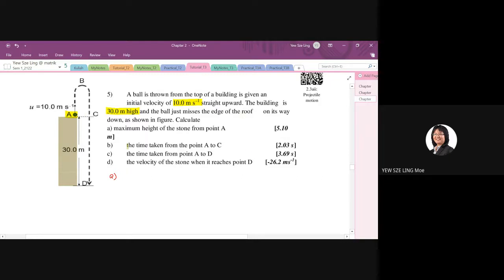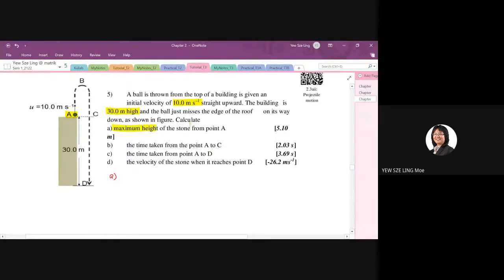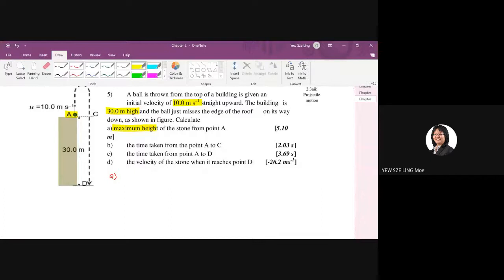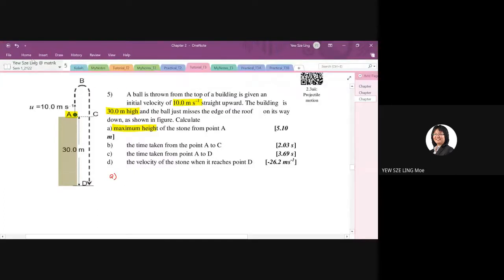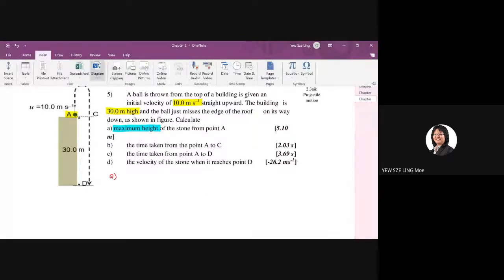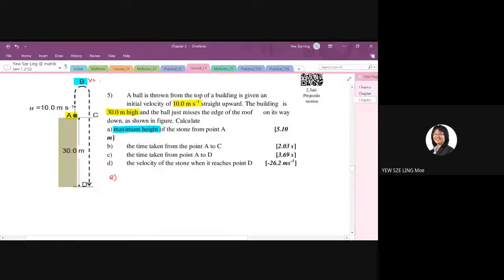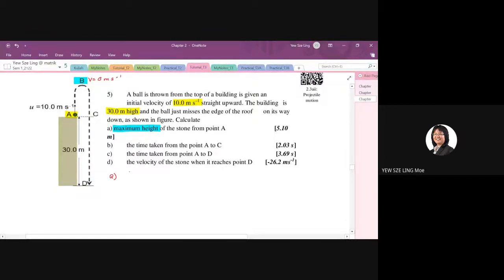So question A, calculate the maximum height of the stone from point A. Maximum height, now let's see, it refers to which position in the diagram? It refers to position B. Position B is the maximum height, which means at this position your V is equal to 0 m/s.